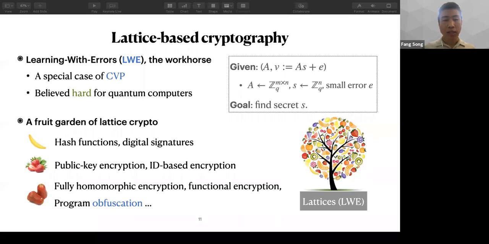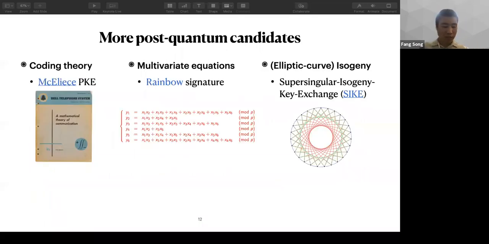Okay, so this really shows lattice crypto has been a success. But in the meantime, it's always a good idea to have a diverse portfolio, right? So here are a few other candidates for post-quantum cryptography. For example, you can rely on the hardness of decoding a random error correcting code, or solving systems of multivariate equations, and finding something called isogenies among elliptic curves.